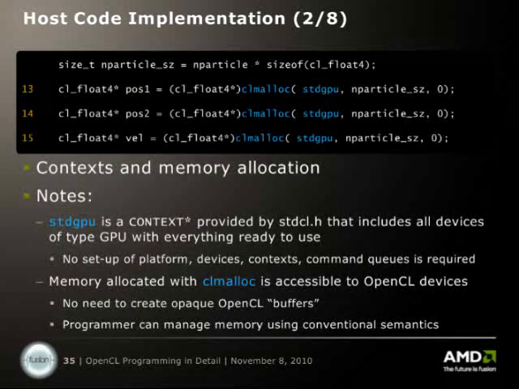Okay, then the next step is to allocate memory that will be shareable between the host and our GPU. We do that with CL-malloc calls here. One thing to note is that the size of these arrays is n particle times the size of a float 4, not a float. That's because we're going to pack the data. The particle positions are going to be stored there in the order X, Y, Z, and then the mass, and then we repeat. So we're able to do this with our CL-malloc calls, and that way we don't have to manage any of the opaque memory buffers.